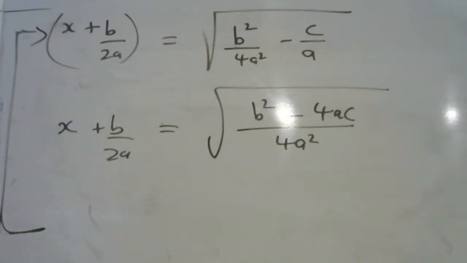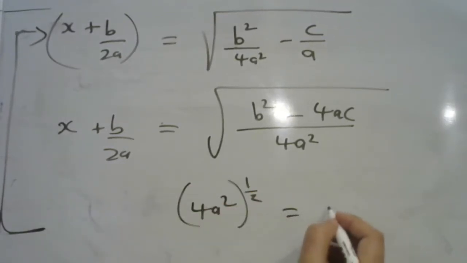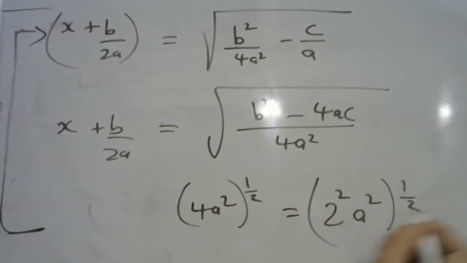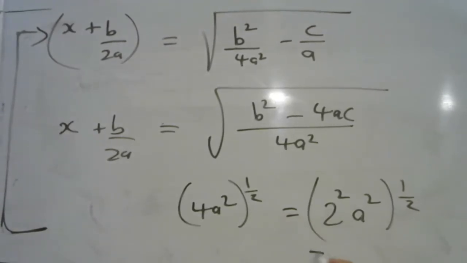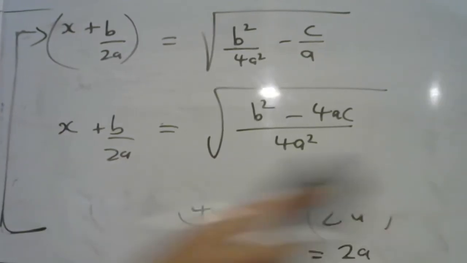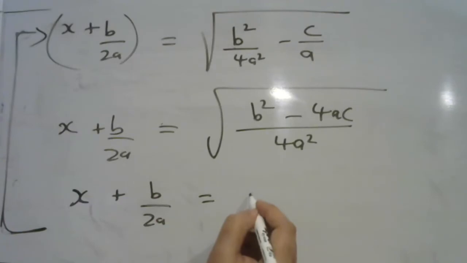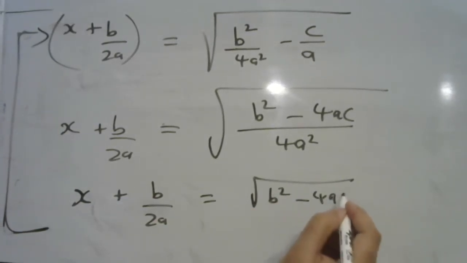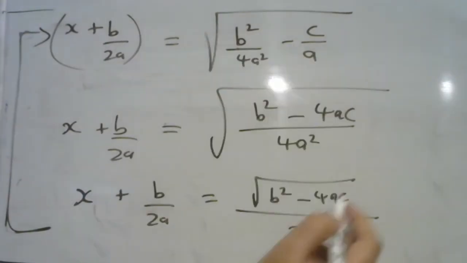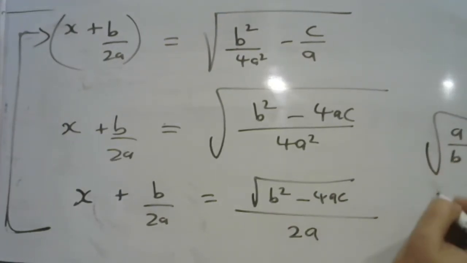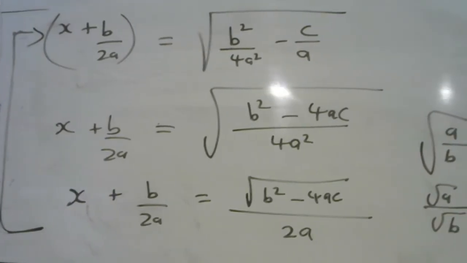Okay? But the root of 4a squared, if you have 4a squared to the half, this is the same as 2 square a squared to the half. This gives us 2a. Sorry, let me put it here. So the denominator here gonna be 2a. So we're saying here that x plus b upon 2a is equals to the root of b squared minus 4ac all upon 2a, because the root here means if you have the root of a upon b, is the root of a divided by the root of b. All right?